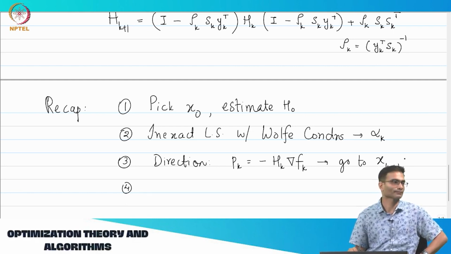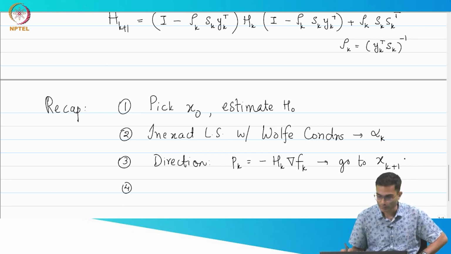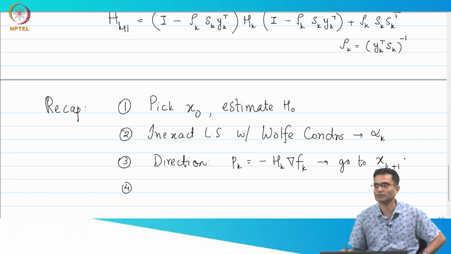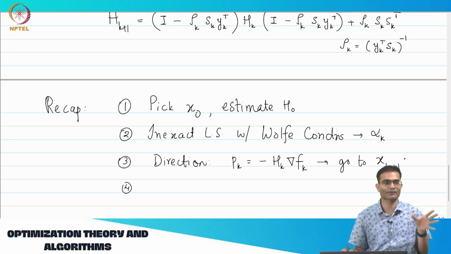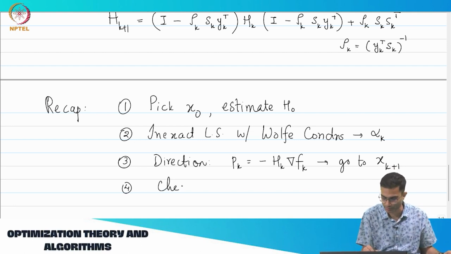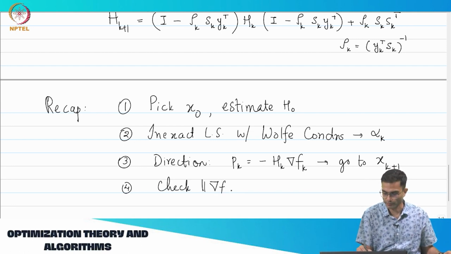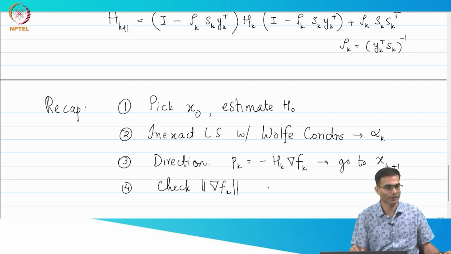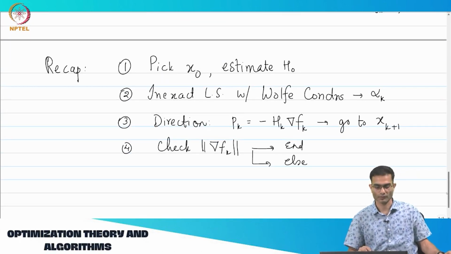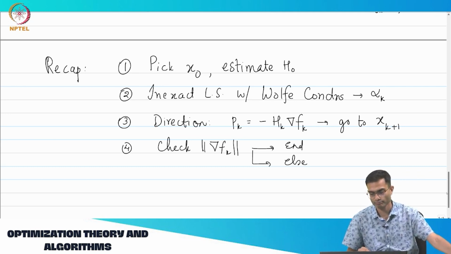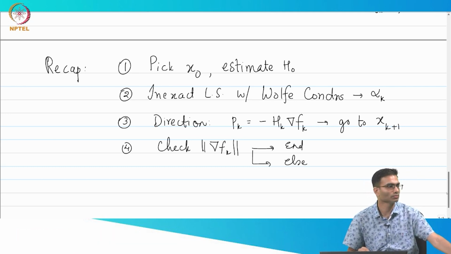What should I do next? Okay, before I do that, should I do something else? I have moved to the next point. Correct. We should always have a check for convergence, right. So I would say, for example, check norm of grad fk. If it is low enough, end. Else, what should I do? Should I go to step 2? Step 3, what should I do?